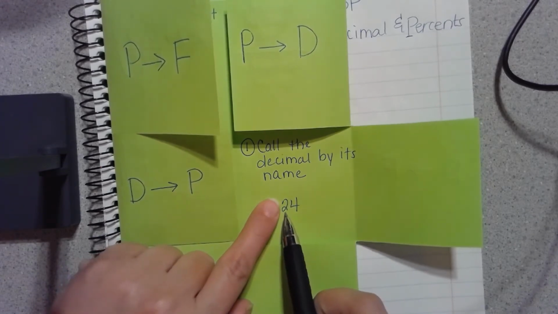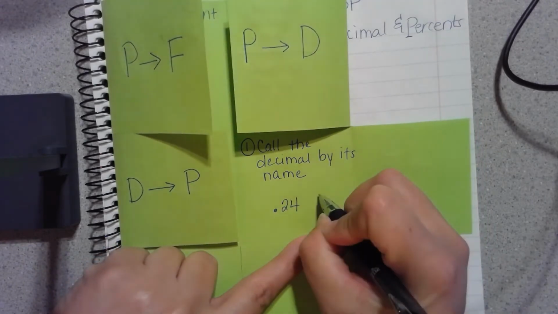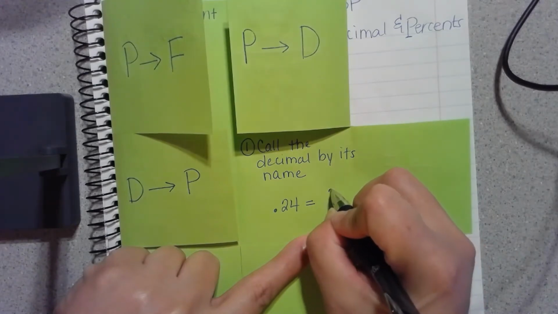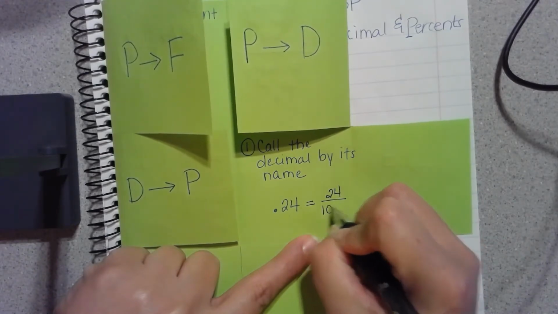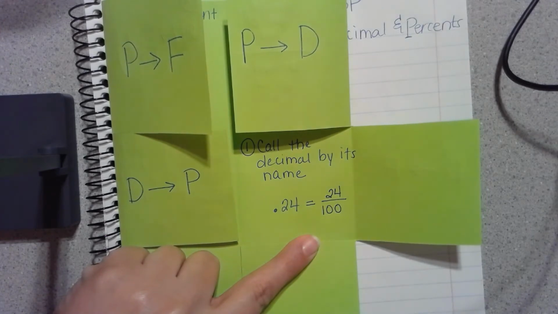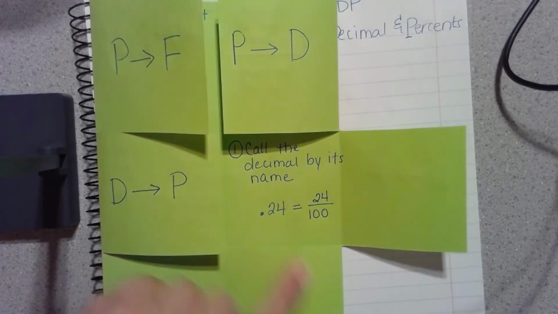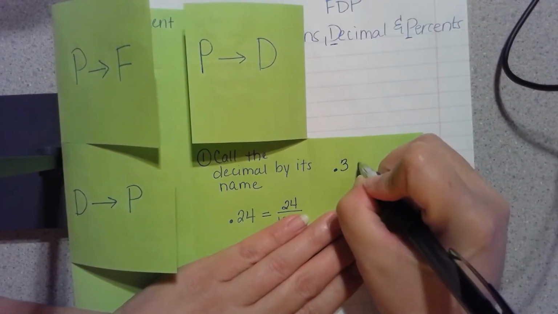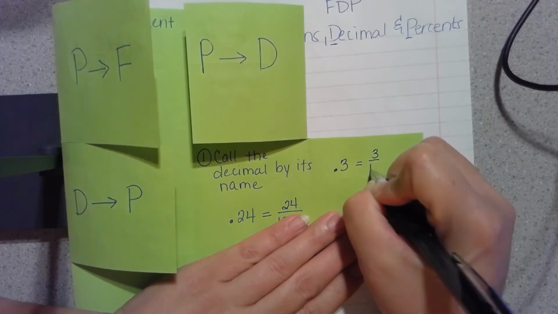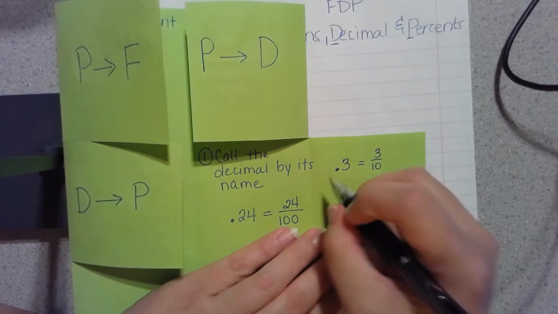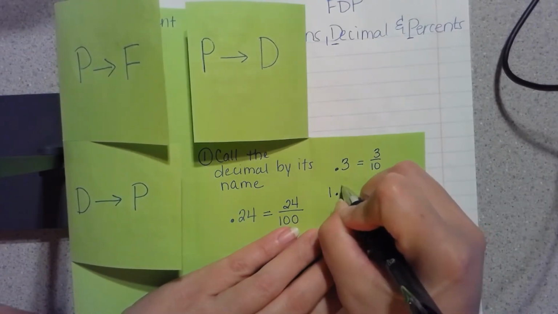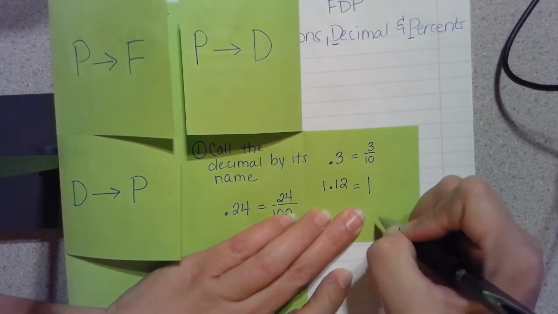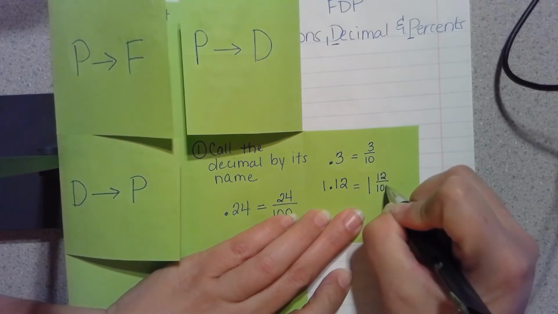So here's our decimal, so this is tenths, and this is hundredths. Listen to how I say it, 24 hundredths. So that one is done that easy. Let me show you some examples also. So this would be 3/10. Listen to how I said it, 3/10. 1 and 12 hundredths. Listen to how I say it, 1 and 12 hundredths.